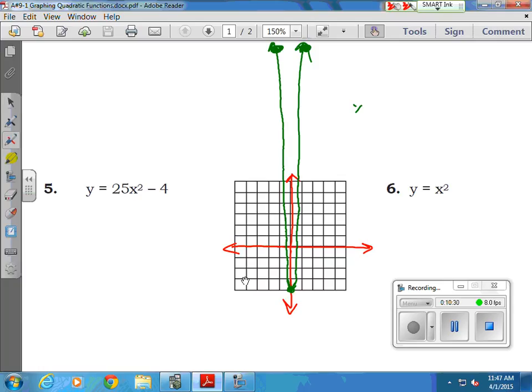So our things we need to answer: A, what is the line of symmetry? What's going to be the line of symmetry on this one? Still x equals 0. It's still the y-axis. X equals 0.